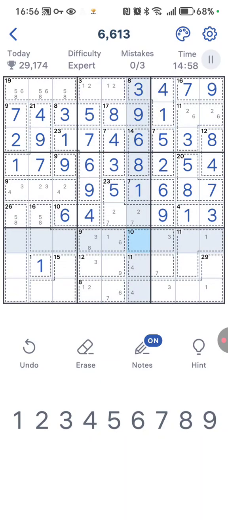So 5. 5 can go down here, can't go in there, can't go in there, so that has to be 5. So I've had a breakthrough at 5. That means we know that 5 has to go in there, so that means 4 has to go in there, because it couldn't go anywhere else.